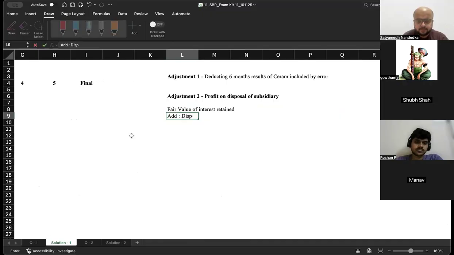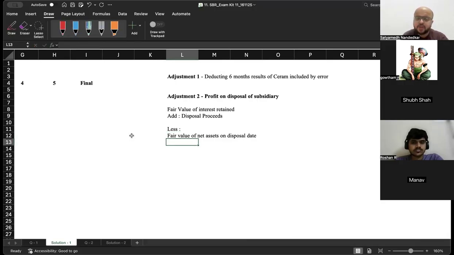Add disposal proceeds less fair value of net assets on disposal date plus goodwill on date of disposal minus NCI on date of disposal.